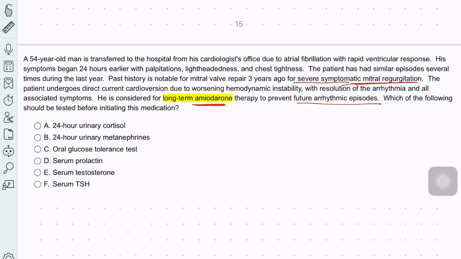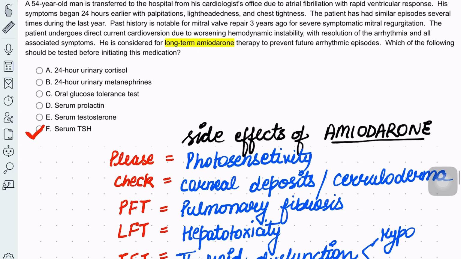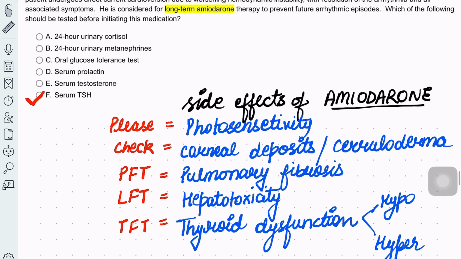The options are 24-hour urinary cortisol, 24-hour urinary metanephrines, oral glucose tolerance test, serum prolactin, serum testosterone, or serum TSH. So the answer is serum TSH. So what are the side effects of amiodarone? The mnemonic is please check PFT, LFT, and TFT.